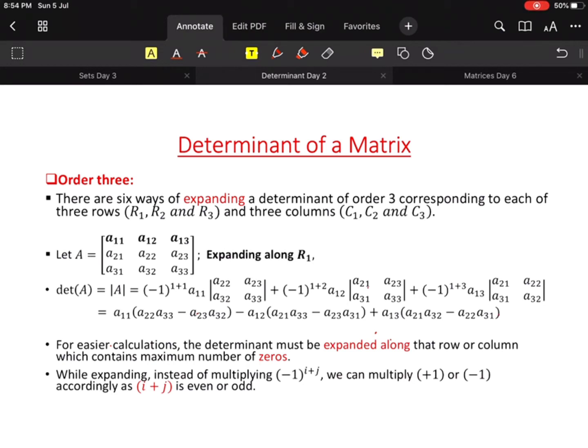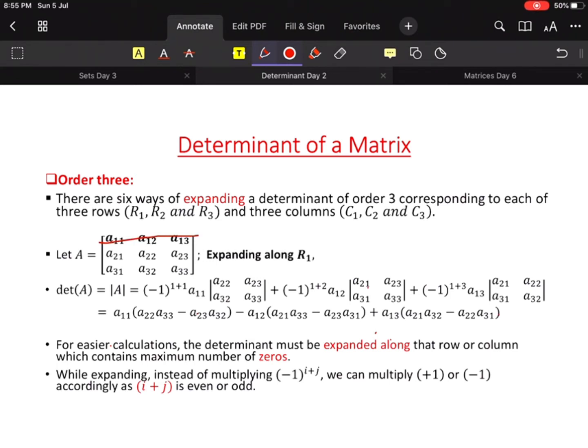So in an order 3 matrix there are 3 rows and 3 columns, and in order to find the determinant we can expand along any one of those 3 rows or 3 columns. So basically there are 6 ways. The first thing we're going to learn today is expanding along R1, which means row 1.